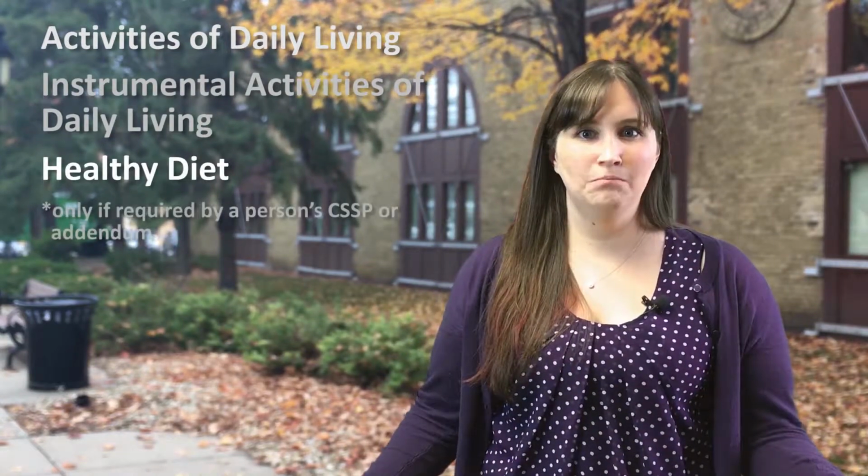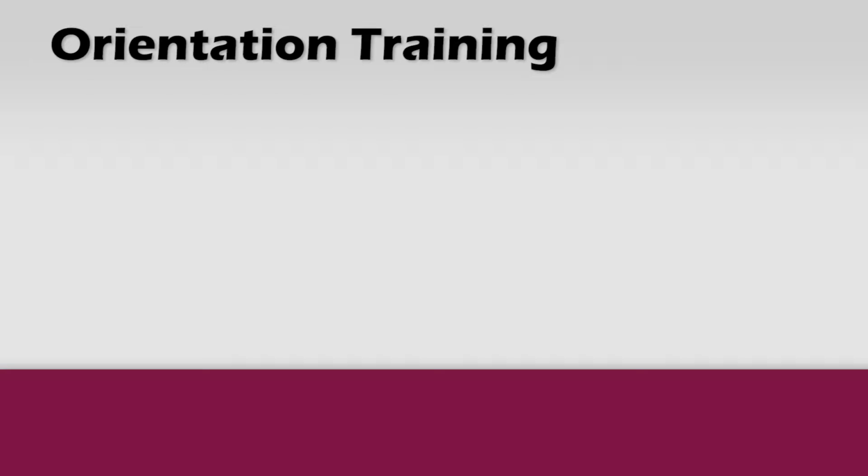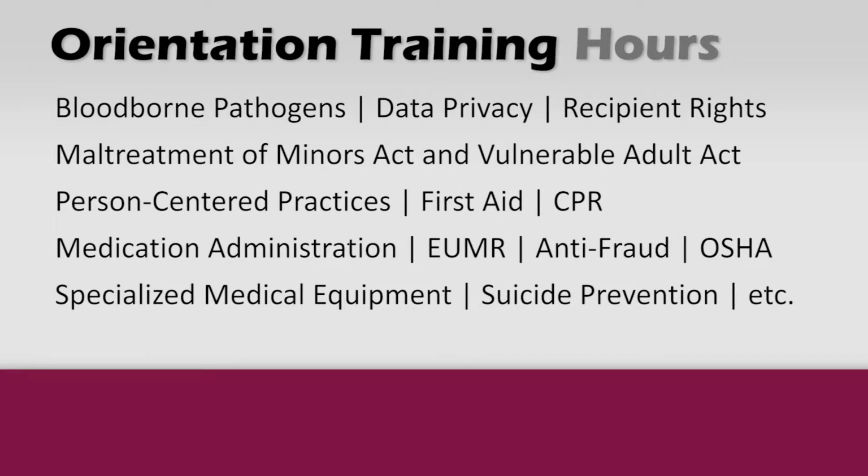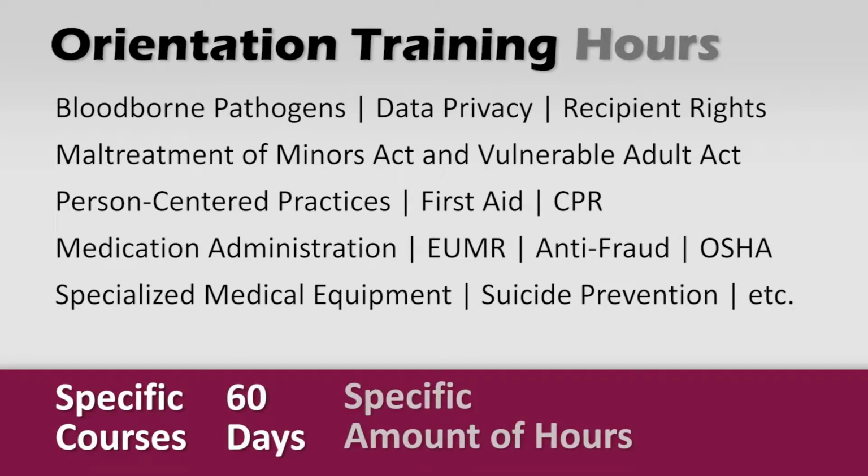If a person's CSSP specifically says that you need ADLs, IADLs, and healthy diet, then you must train on them. If their CSSP or addendum doesn't mention these items, then you don't need to worry about it. Now, regarding orientation, a lot of people ask, how many hours do I need and when do I need these courses by? In the past, there was a required amount of hours within 60 days. That requirement is no longer in place.